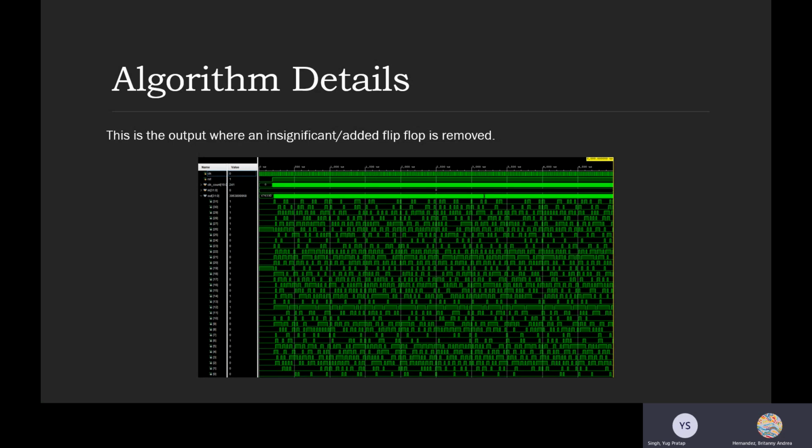Thank you, Brittany. Now we'll go over our simulations themselves. After simulating the small circuit in Vivado, we were able to get the following output for running the default circuit with no modifications, as well as when we ran the circuit after removing the added flip-flops. As you can see, both of the outputs remain the same, therefore verifying that our algorithm actually works and the functionality of the circuit is still the same.